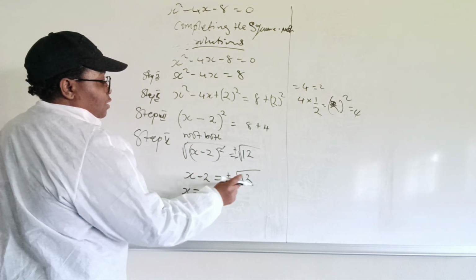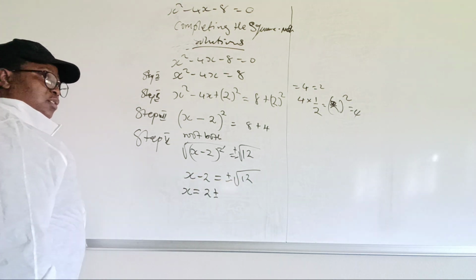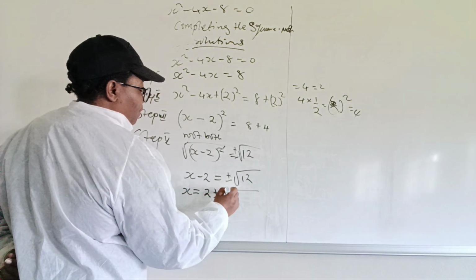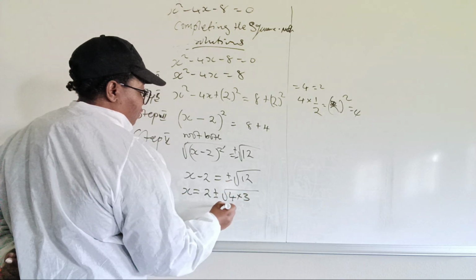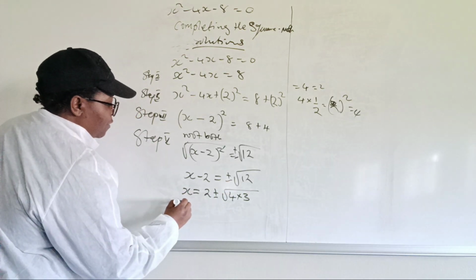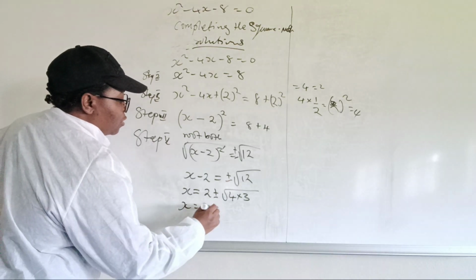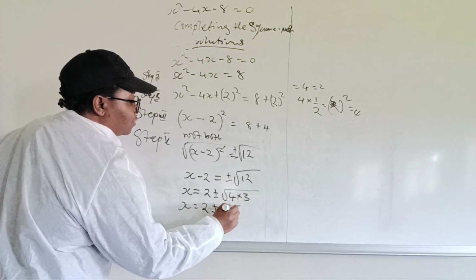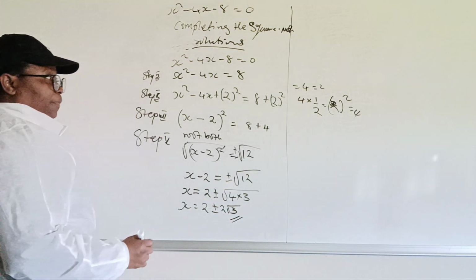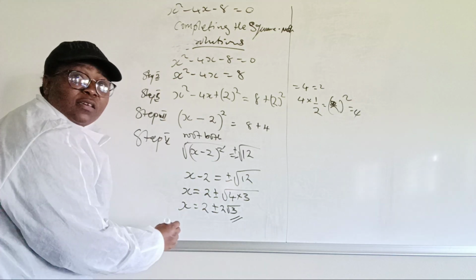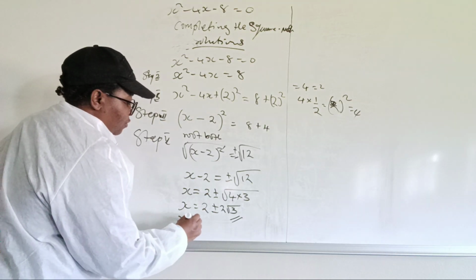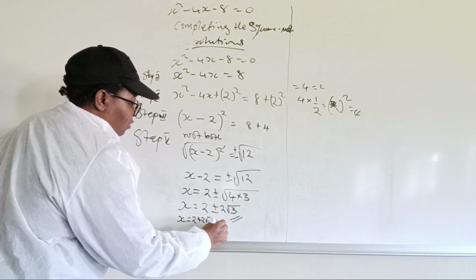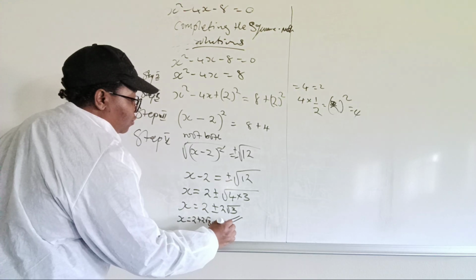Plus or minus. 12 is an imperfect square, so we can look for one perfect and one imperfect, which is 4 times 3 gives us 12. Yeah. So therefore, x is equal to 2 plus or minus root 4, which is what? 2. The 3 has none. Or you can go further to say x is equal to 2 plus 2 root 3, or 2 minus 2 root 3.